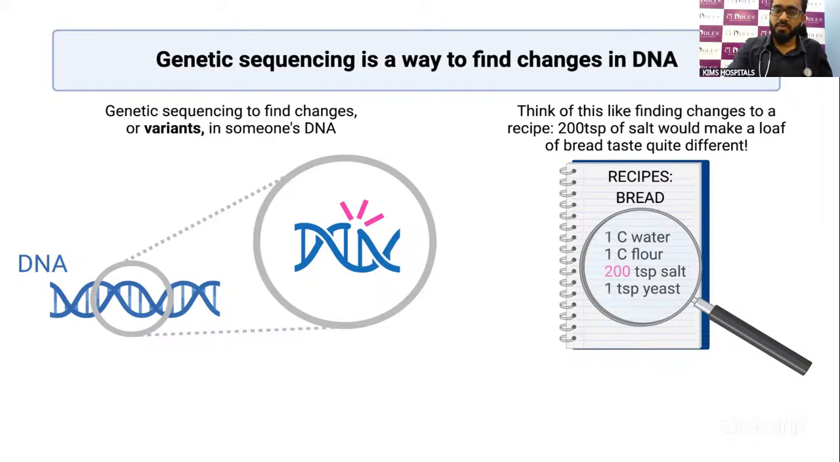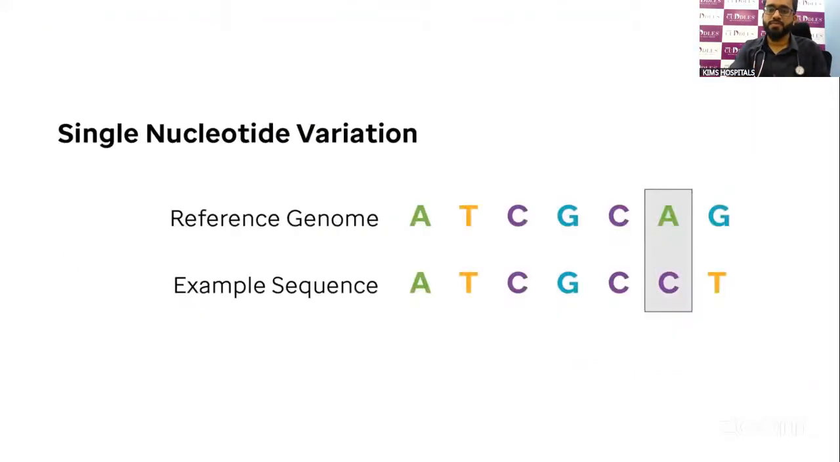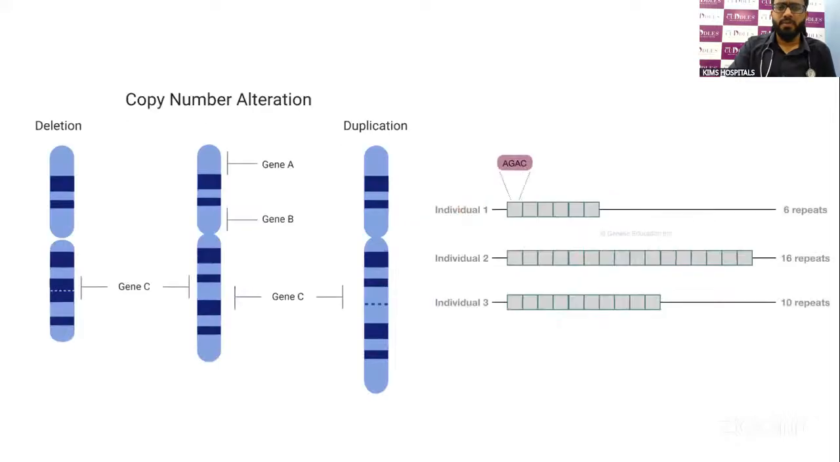For example, cystic fibrosis, neurofibromatosis, tuberous sclerosis. All these are classical examples of a single gene disorder. With one single gene being affected, you'll have the entire phenotype of that disease. So I talked about SNVs.